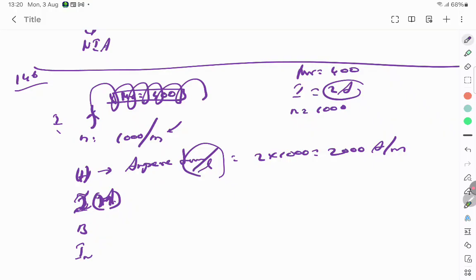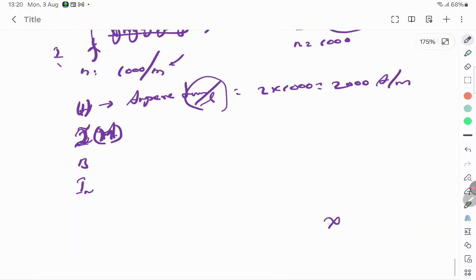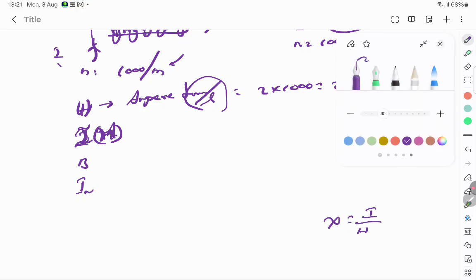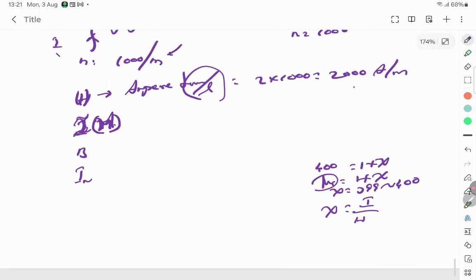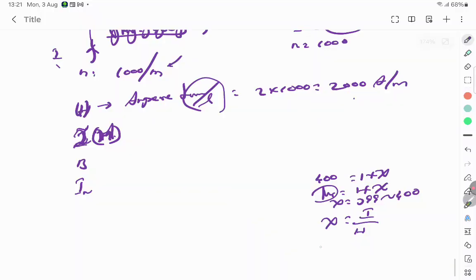What is I? To find I, you know susceptibility is I by H. You know H, you know relative permeability is 1 plus susceptibility. This has been given in the question as 400 is equal to 1 plus susceptibility. Therefore, susceptibility is 399. Let's approximately take it as 400 to make the calculation easier. So, 400 is equal to I by H. What is H? 2000. Therefore, I is 8 into 10 to the power 5 ampere per meter.